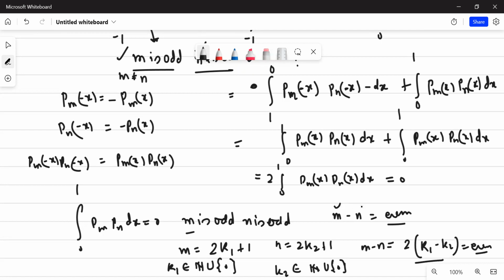So in any case, if m is odd and n is odd, their difference would come out as an even integer.